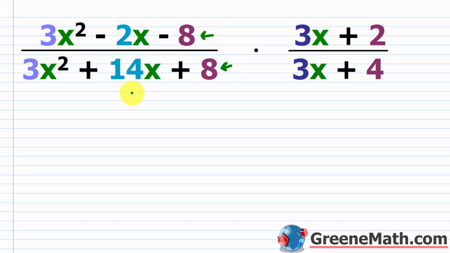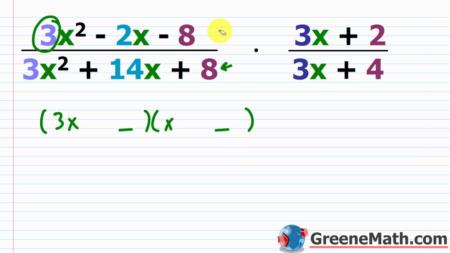So I'm going to use reverse FOIL here. If you're more comfortable with the AC method, that's fine too. So let's go ahead and set up some parentheses here. I'm going to do 3x and x because this is a prime number, okay? So that can only come from 3x and x. So all I have to do is work out what's going to go here and here. Now, I have 8 there. Forget about the fact that it's negative 8 for a moment and just think about 8. So 8 is 1 times 8 and it's 2 times 4.